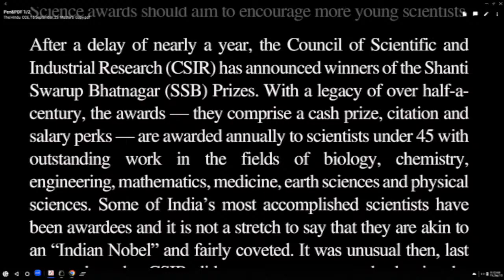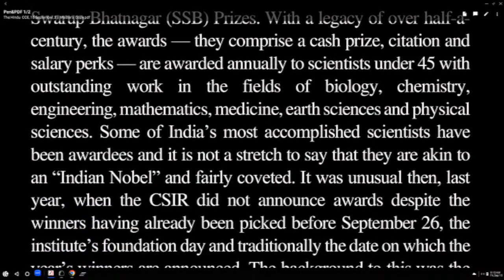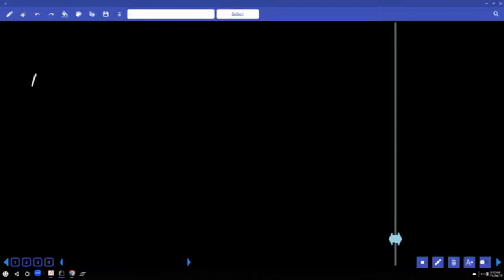Meaning changes. Outstanding work in the fields of biology, chemistry, engineering, mathematics, medicine, earth sciences, and physical sciences. All these come under pure sciences. Some of India's most accomplished scientists, underline the word accomplished, an important word. First you write the form accomplish. Tell me which part of speech is it?